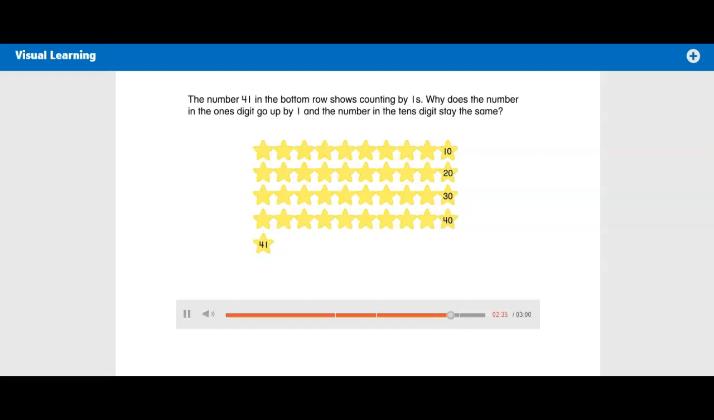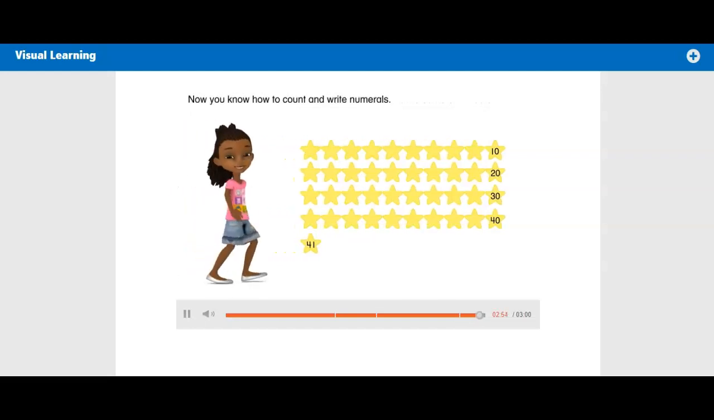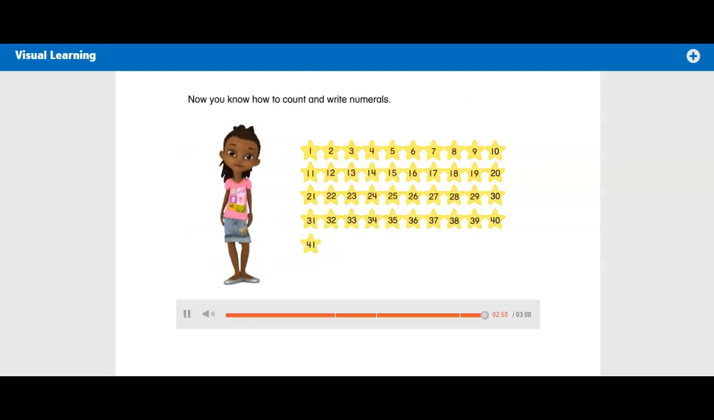Why does the number in the ones digit go up by 1 and the number in the tens digit stay the same? The ones digit goes up by 1 and the tens digit stays the same because only one star has been added. Now you know how to count and write numerals.